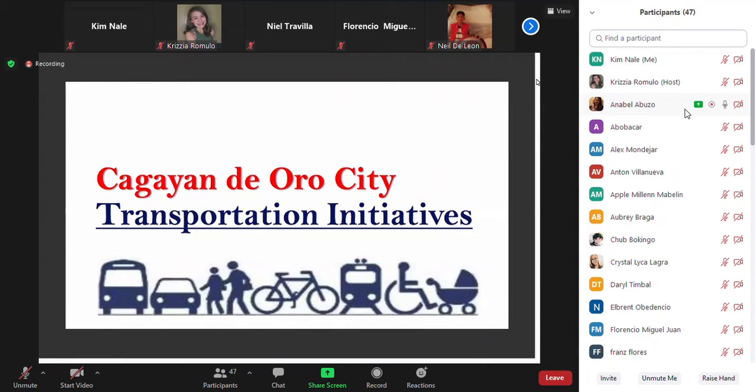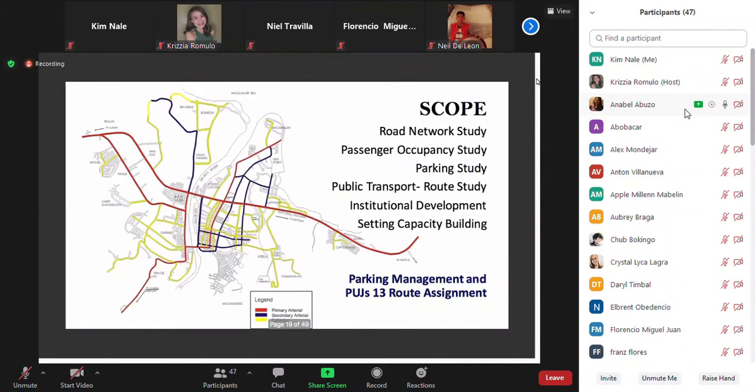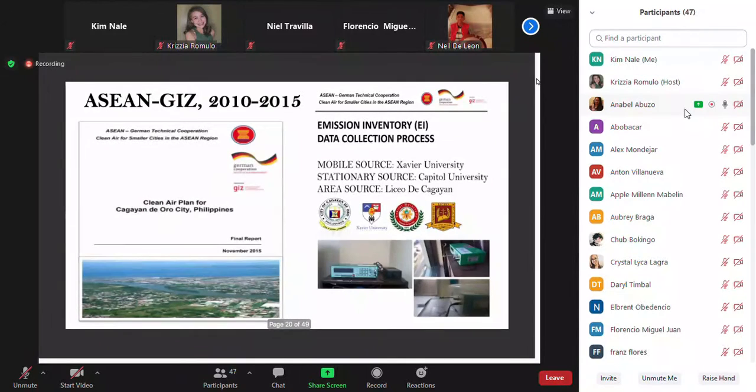So dinhi makita ko unsang nahimo na sa Cagayan. So I'm showing nga nanay study sa USAID and ADB in terms of Australian funded road network application sa provincial office atong Cagayan, Kapitolyo. I'm showing unsa nang nahimo nila in terms of study and road network analysis. I'm showing unsang gifund in terms of air quality emissions sa mobile emissions sa dalan. So this is ASEAN GIZ, German funded research under sa ACUA before.